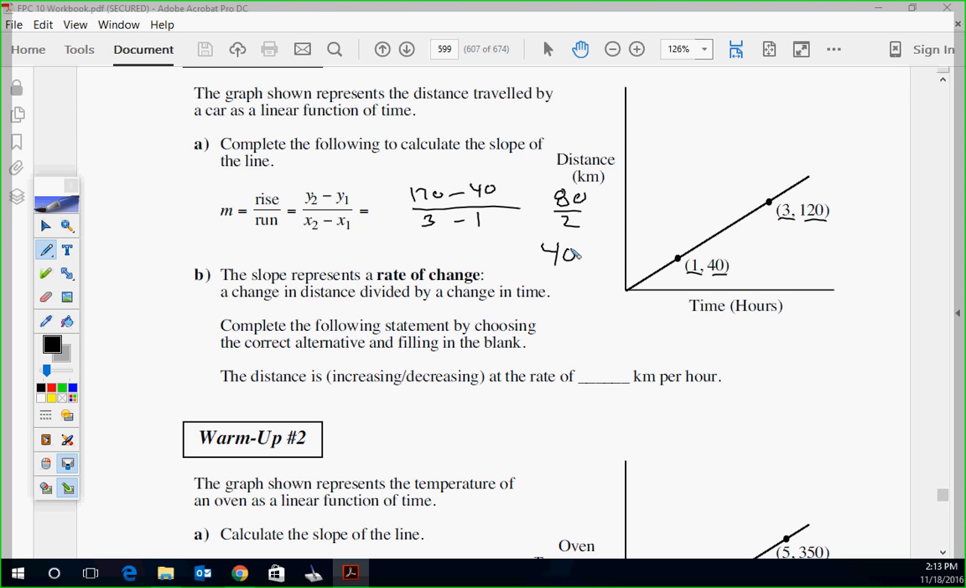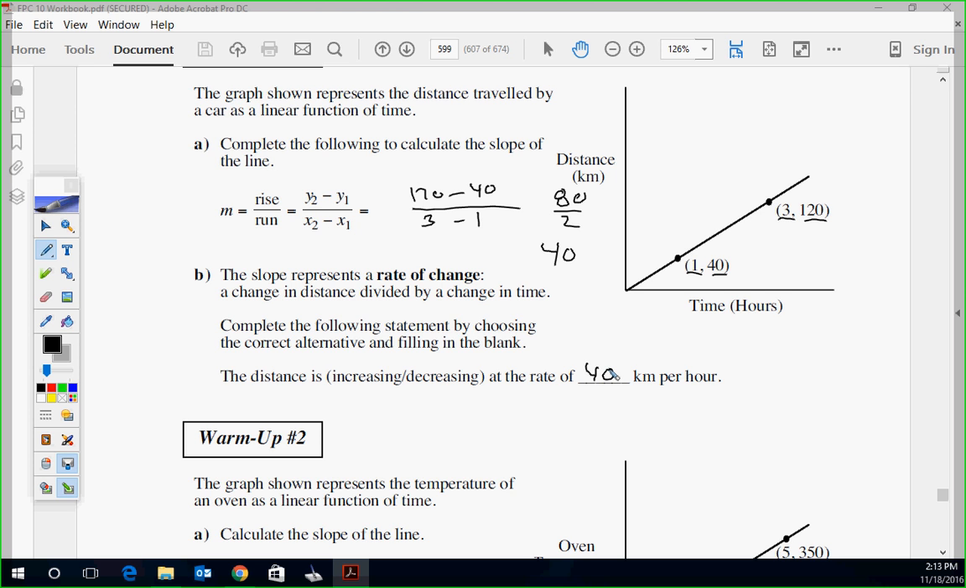Okay, so let's read the chart, though. The chart says the graph shown represents the distance traveled by a car as a linear function of time. So the time you drive equals the distance you go. So what does this number represent? 40 what? 40 kilometers per hour. Exactly, 40 kilometers per hour. That's because that is your rate of change. You're going 40 kilometers per hour. You figured that out by using the slope formula for the rate of change. Okay, so 40 is the slope of this line.